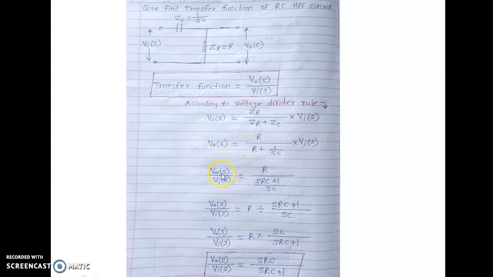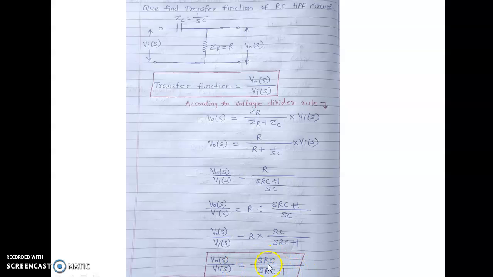So we take the ratio of output voltage upon input voltage, which is equal to R upon R plus 1 upon SC. Cross multiply this term and make the denominator the same. Then we get R divided by (SRC plus 1) upon SC, and this division you have to convert into multiplication: the numerator goes to the denominator and the denominator goes to the numerator. So we get SC upon SRC plus 1. After rearranging this term, we get the transfer function, output voltage upon input voltage in the S domain, equal to SRC upon SRC plus 1. This transfer function indicates the Laplace transform of output voltage upon the Laplace transform of input voltage is equal to SRC upon SRC plus 1.